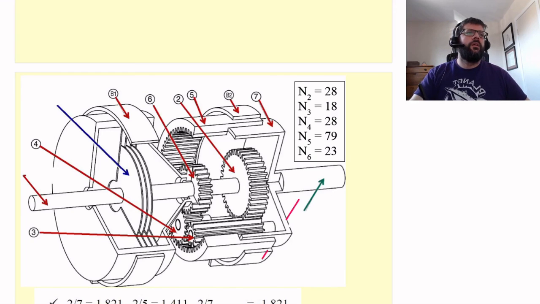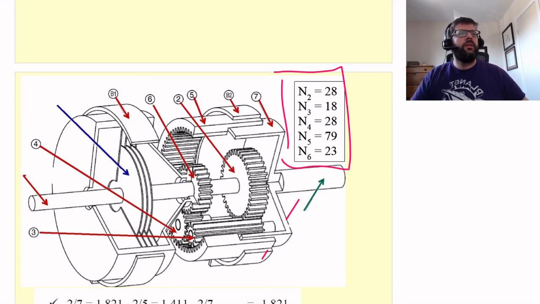So we've got the relative number of teeth listed here, and those would result in basically the different gear ratios.